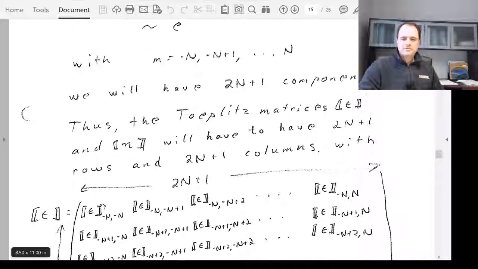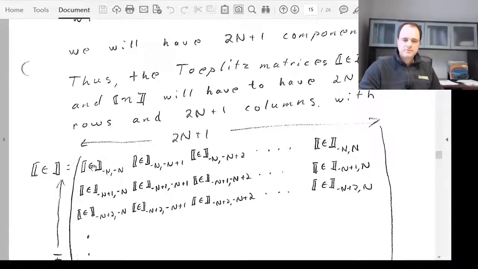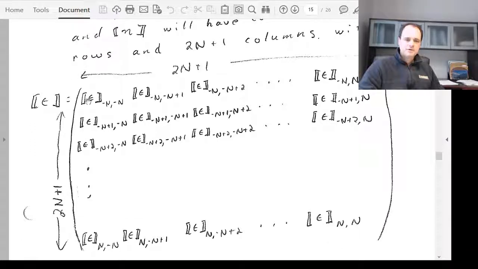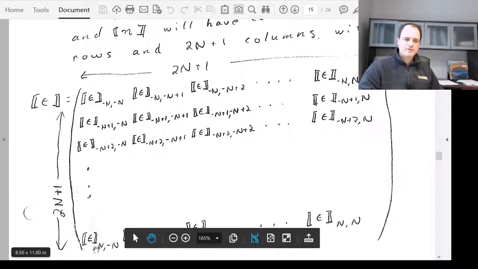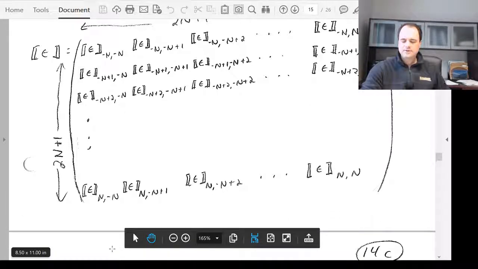The Toeplitz matrix, as it turns out, when you do this sort of thing, will be given by this, where you go minus n, minus n, then minus n, minus n plus 1, and you keep increasing the column index by 1 until you get to minus n, n. When you go down the rows, you increase the row index by 1. So minus n plus 1, minus n, then minus n plus 2, minus n, all the way up until you get to n, comma, minus n. All right? So that's how you do it.